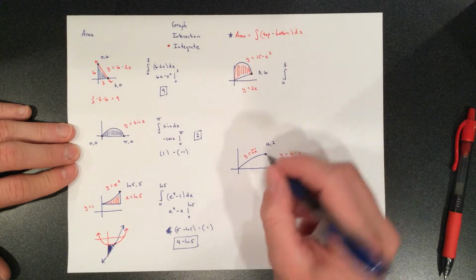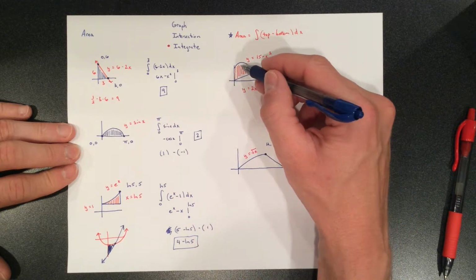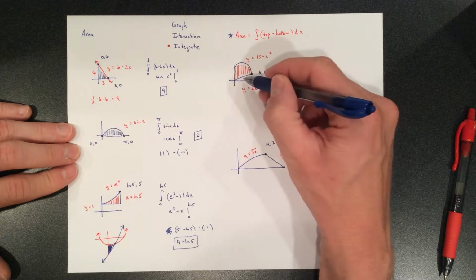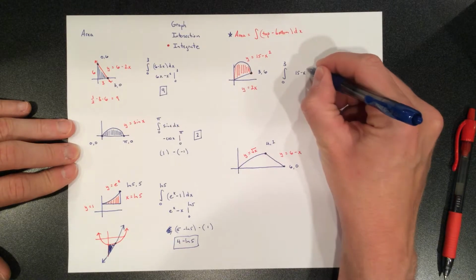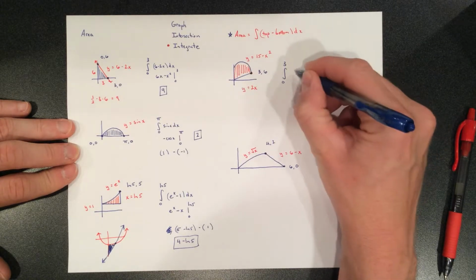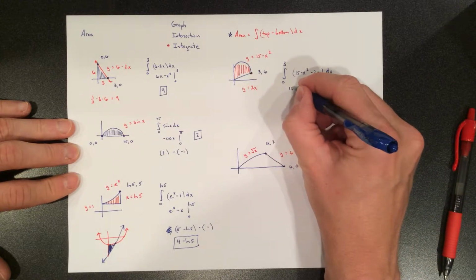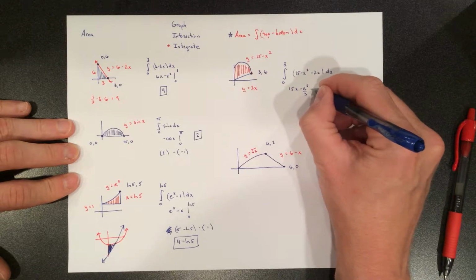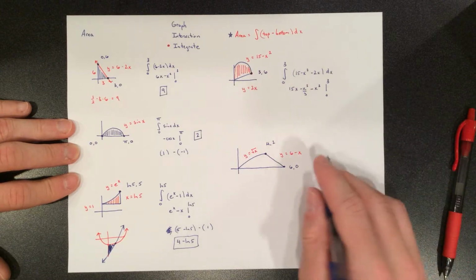So let's integrate from 0 to 3, right? We're stacking these rectangles from 0 to 3. And the rectangle's heights are what? What's this distance? Well, it's just this curve, this y value, minus these y values. So take 15 minus x squared, and then minus 2x dx. We do this integral, 15x minus x cubed over 3 minus x squared, and evaluate from 0 to 3.